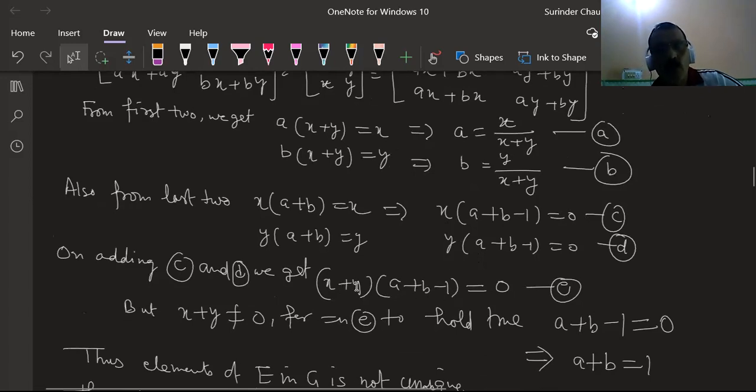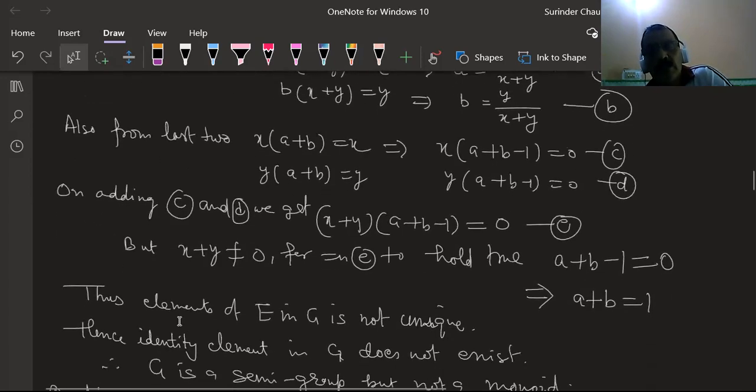But x plus y is not equal to 0. Now for this equation to hold true, a plus b minus 1 must be equal to 0. So a plus b equals 1. Now we don't have a single ordered pair, a value of a and b such that their sum is equal to 0. So a and b are not unique, which implies E is not unique. Thus the elements of E are not unique.